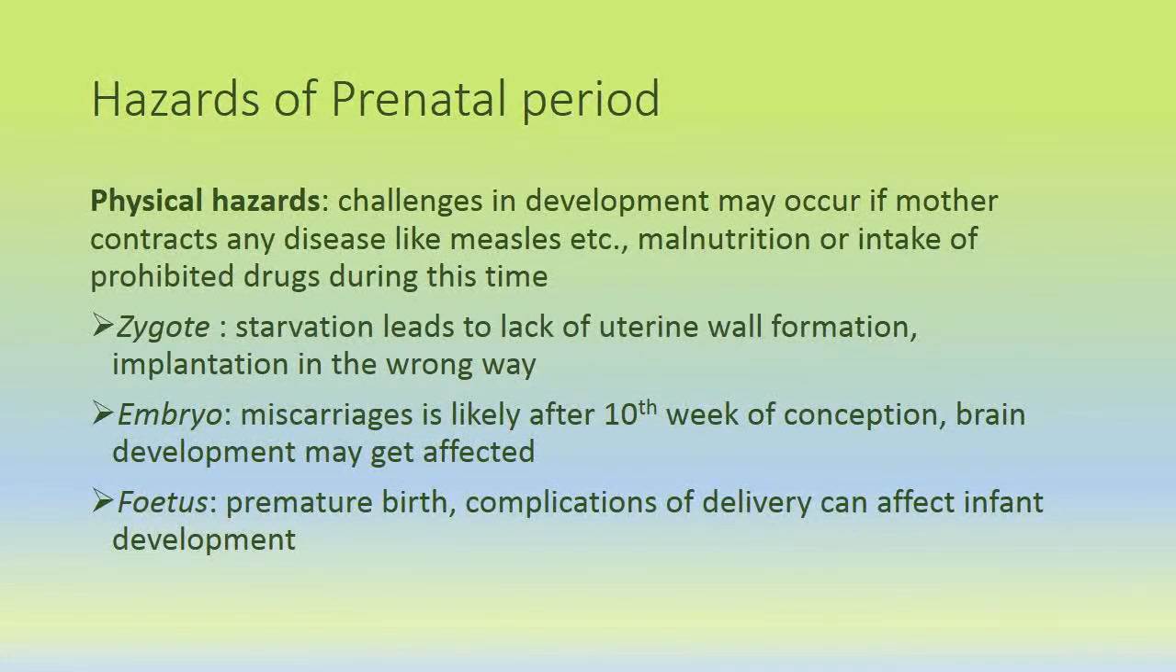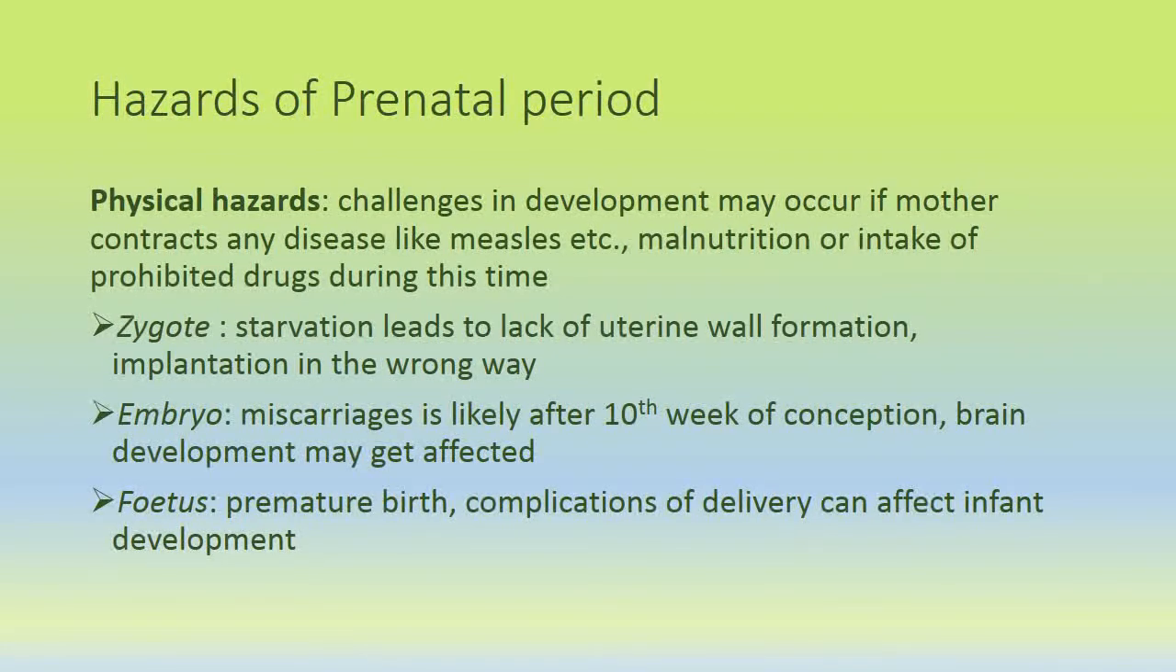So at the zygote stage, if the mother suffers from malnutrition, due to starvation, if proper nutrition is not given, this leads to a lack of uterine wall formation. So if the uterine wall is not formed, then implantation may take place in a wrong way. When the implantation takes place in the wrong way, it may affect the growth of the infant.